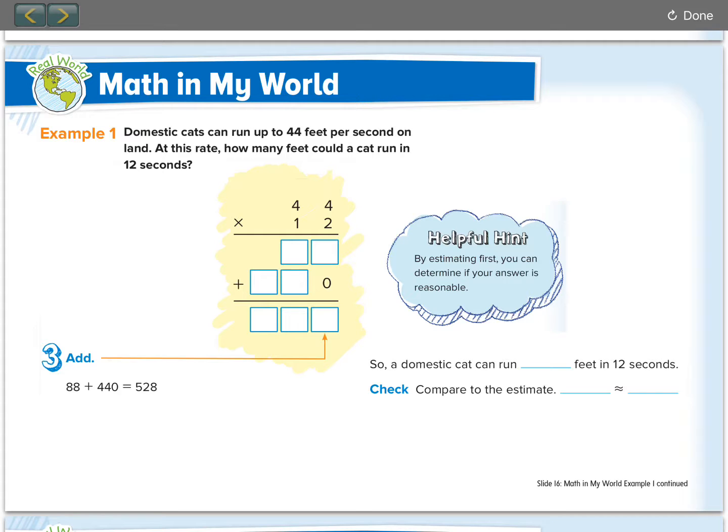Step 3 is to add the two products that you got when you multiplied the ones column and the tens column.